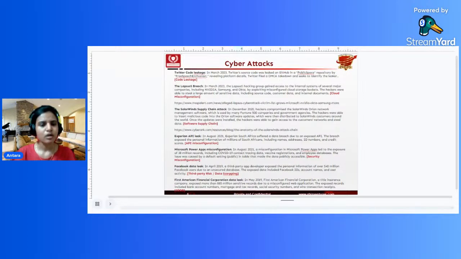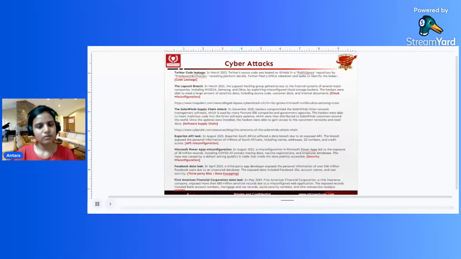And then there was a Facebook data leak. A third party developer ended up exposing crucial data over the internet, and attackers were able to find it when they were crawling the data over the internet. So it's one of the techniques that the attackers use.